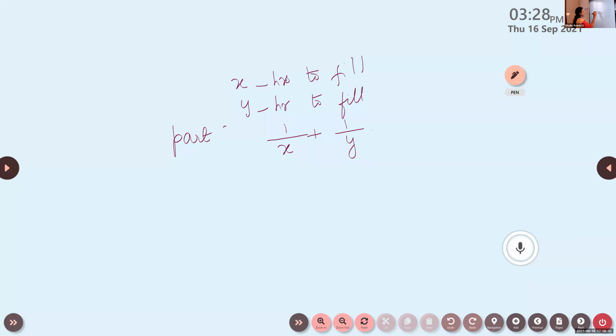Remember, the part filled will be 1 by x plus 1 by y. And what is the time taken? The time taken will be the reciprocal of this. 1 by x plus 1 by y is (y plus x) by xy, and if you take the reciprocal, the time taken will be xy by (x plus y). Part filled and time taken are reciprocals of each other.